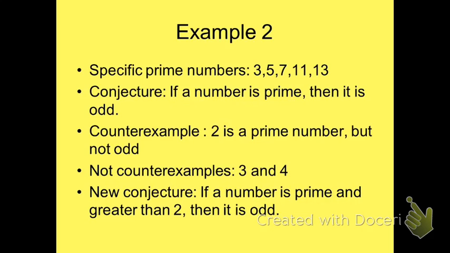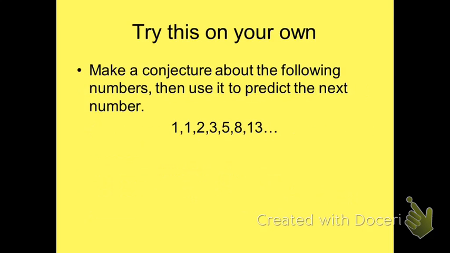Now I'd like you to try an example on your own. So, try to make a conjecture about this sequence below, 1, 1, 2, 3, 5, 8, and 13, and use it to predict the next number. I'm going to pause the video, and then hit play when you want to see how you did.